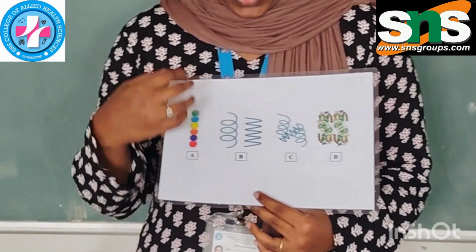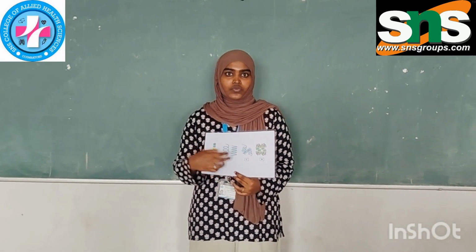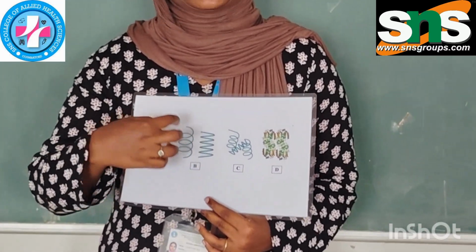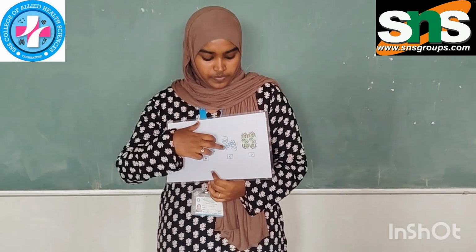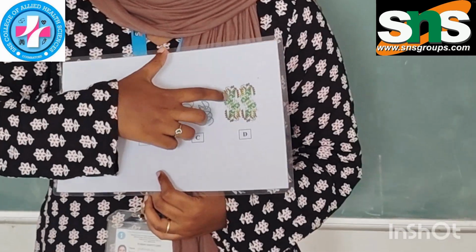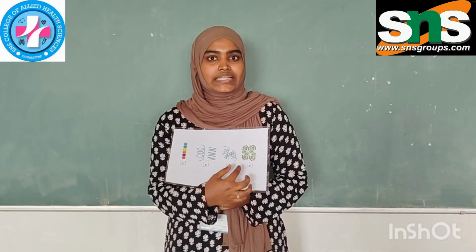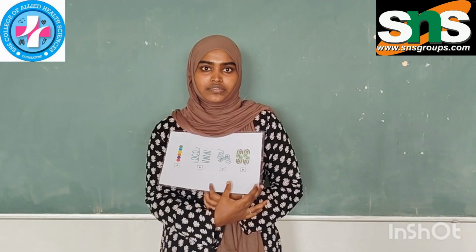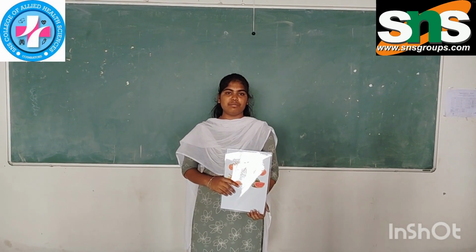This is the secondary structure. It is formed by local folding of polypeptide chains. There are two types of secondary structure, the alpha helix and the beta pleated sheet. This is the tertiary structure, and it is the three-dimensional structure of the polypeptide. It is stabilized by hydrogen bonds, hydrophobic interactions, ionic bonds and disulfide bonds. This is the quaternary structure and it is formed by multiple polypeptide subunits. An example is hemoglobin.